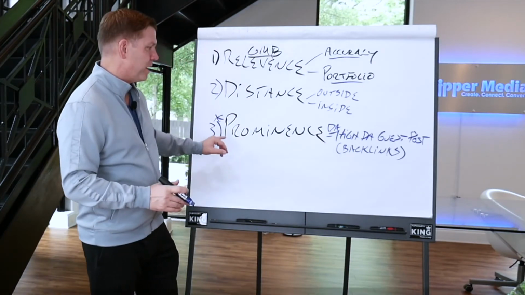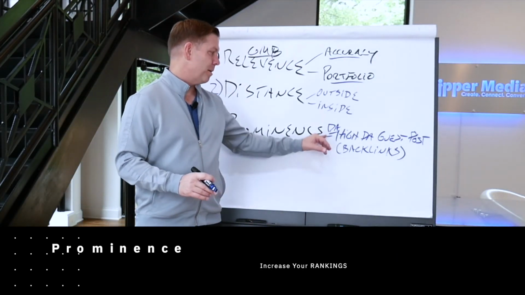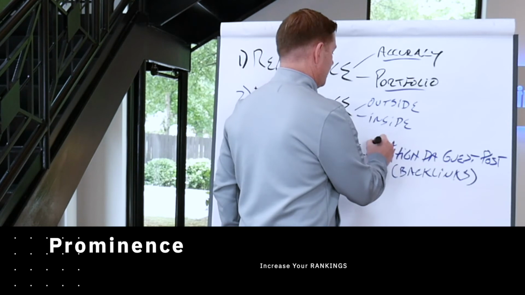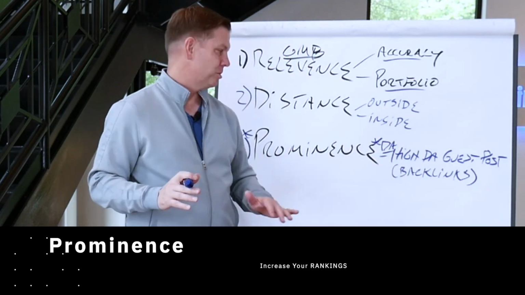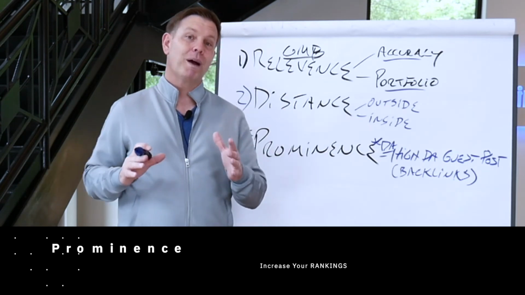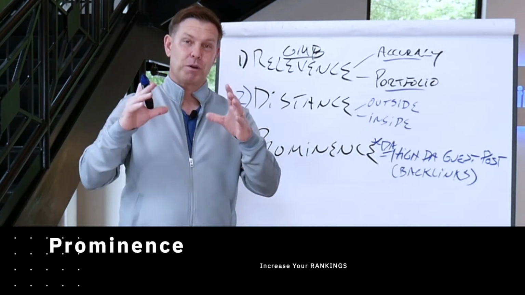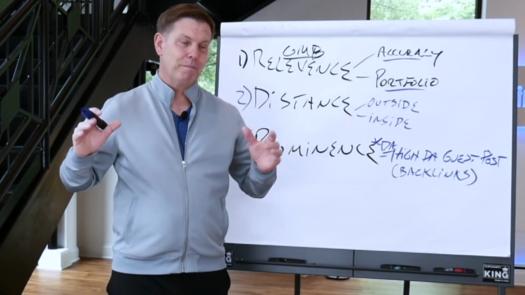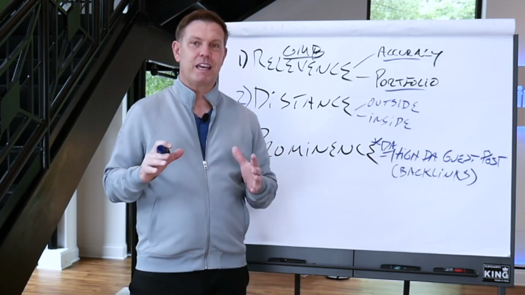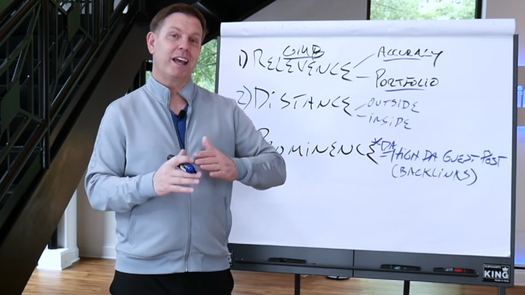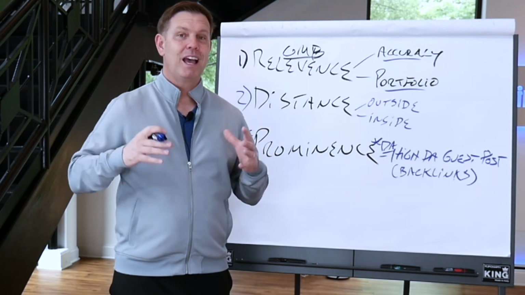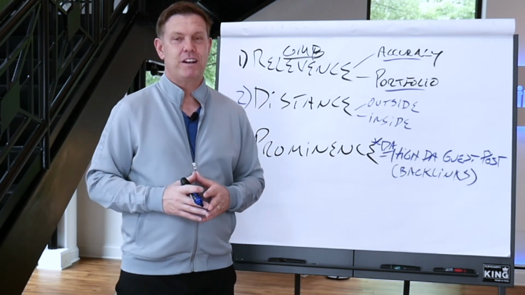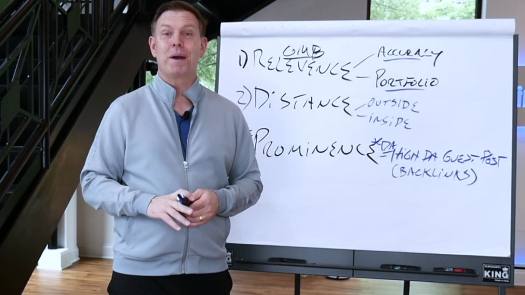And then number three, prominence. Prominence really refers, in very simple terms, to the domain authority of your website and the domain authority of your business across the web. And like I said, one of the most definitive ways to influence your domain authority and your prominence is to build high quality, highly authoritative backlinks back to your website URL.